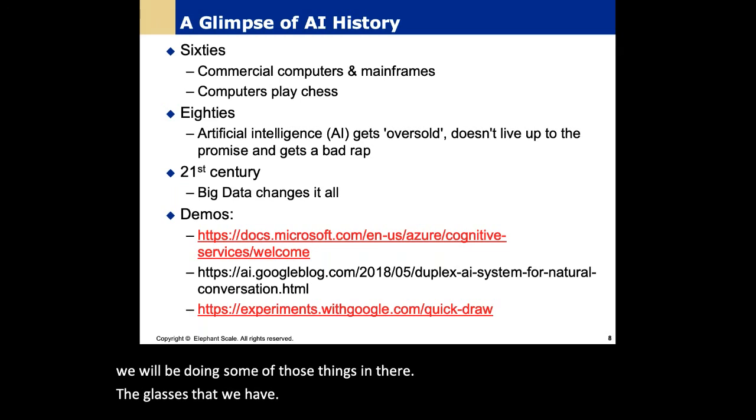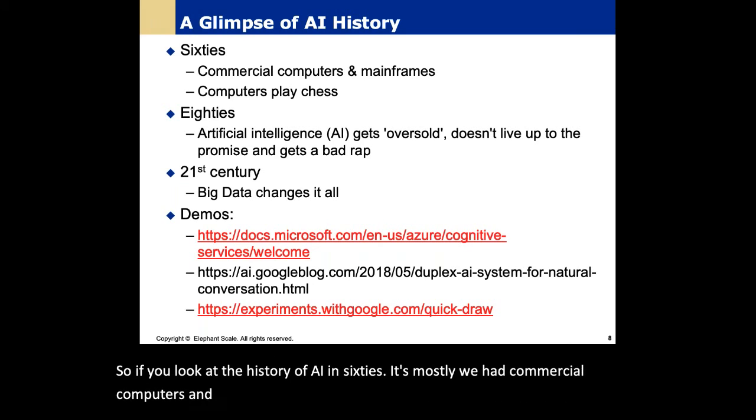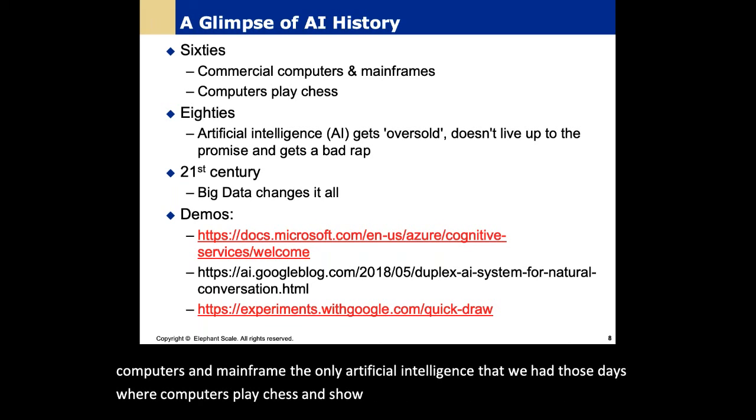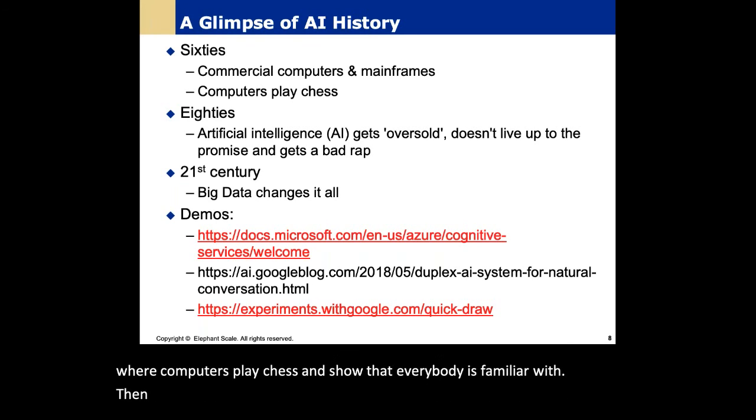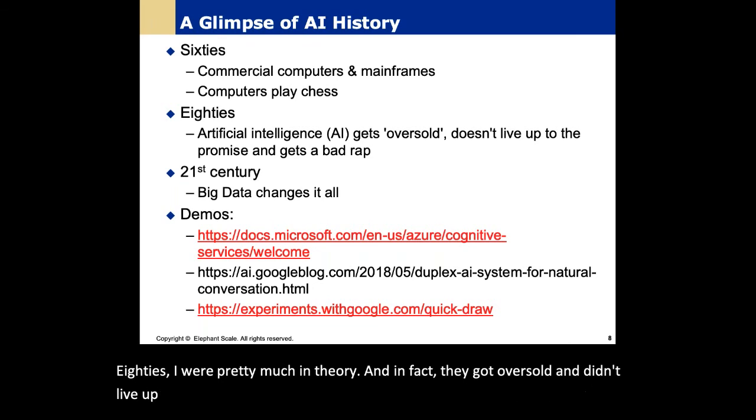If you look at the history of AI, in the 60s we mostly had commercial computers and mainframes. The only artificial intelligence we had in those days was computers playing chess, and I'm sure everybody is familiar with that. Then in the 80s, AI was pretty much in theory, and in fact it got oversold and didn't live up to the expectations, and it became mostly hype.